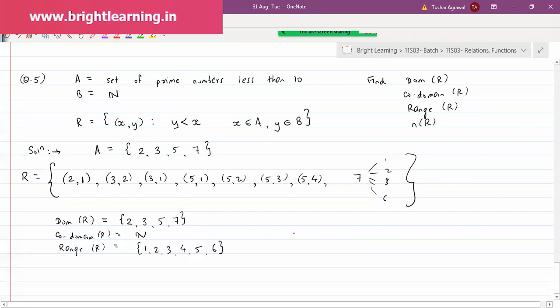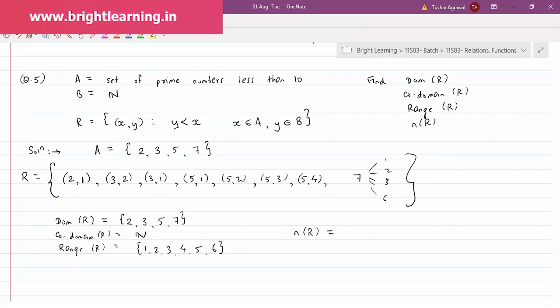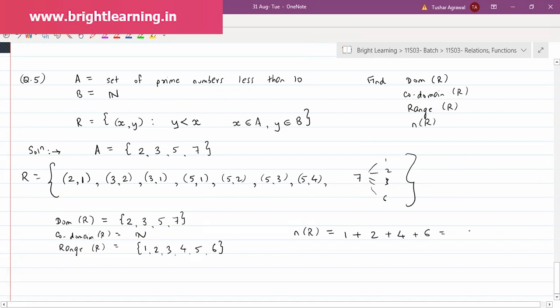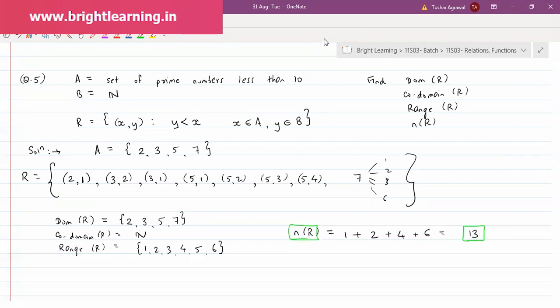And cardinality of R. Can you see the cardinality of R is equal to 13? 2 gets paired up with one element. 3, if x equals 3, will get paired up with 2 elements, 2 ordered pairs more. 5 will get paired up with 4 elements. 7 will get paired up with 6 elements. 6 plus 4, 10 plus 3. That. Let's take one last sum.